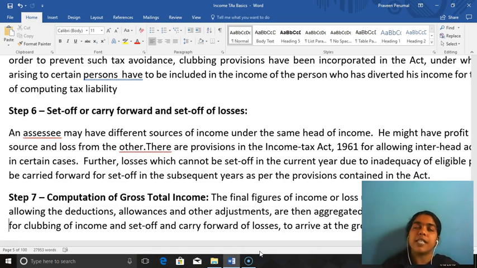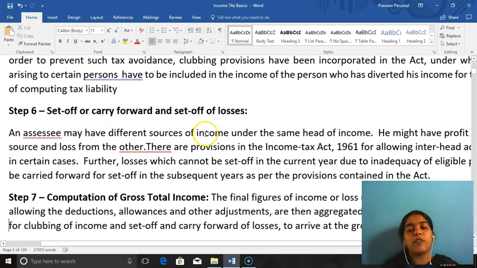Second condition, a second kind of set-off is, he might have incurred a loss in one year, but he might have incurred a profit in another year. That also has to be set off. So set off can be within the various sets, or set off can happen from year to year. These are all types of set offs. So, set off or carry forward and set off of losses.